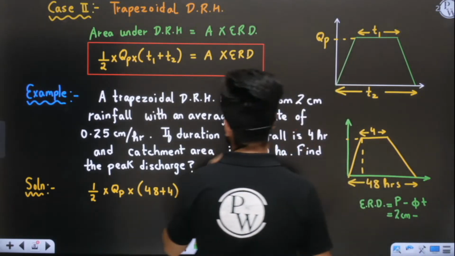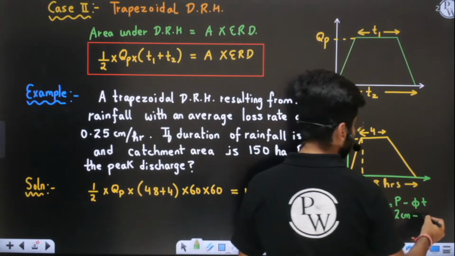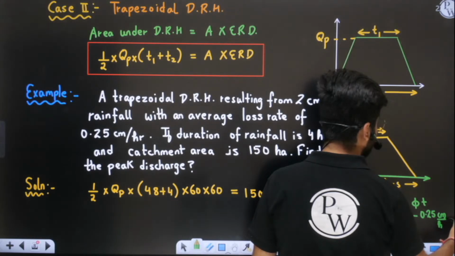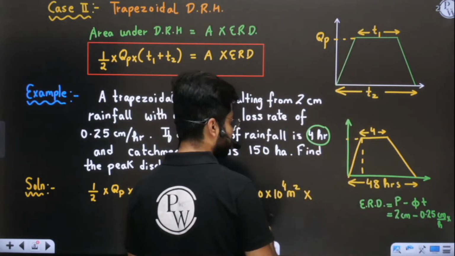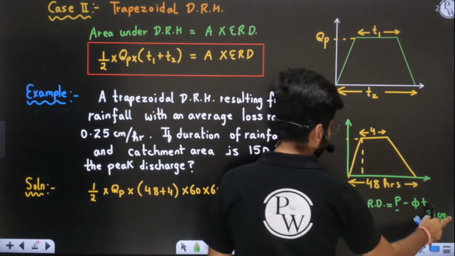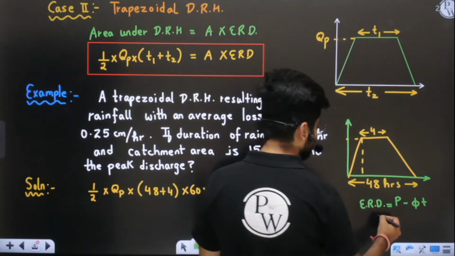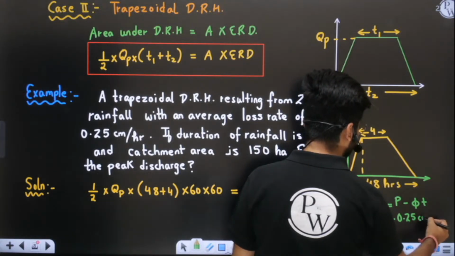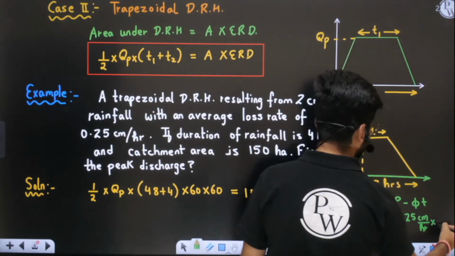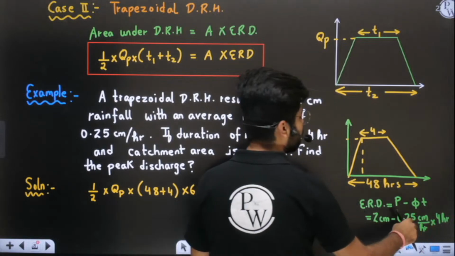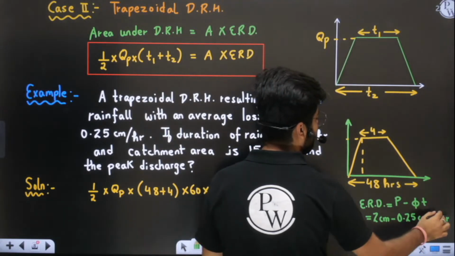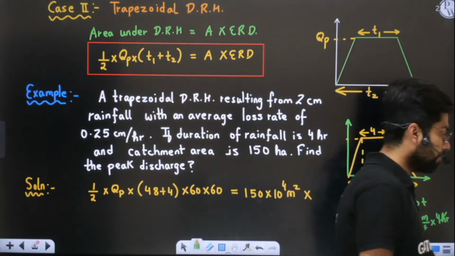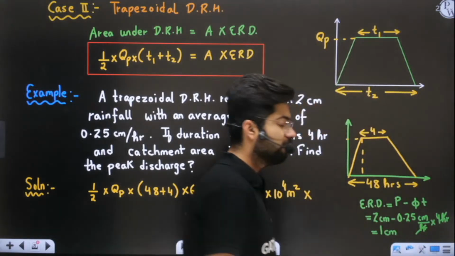Average loss rate is 0.25 centimeter per hour. 0.25 centimeter per hour water is getting lost every hour. So obviously in 4 hours, how much water will be lost? Tell me. Precipitation is 2 centimeter, loss rate is 0.25 centimeter per hour. Multiplying over 4 hours, 1 centimeter water will be lost. Subtract it. You will get effective rainfall depth equal to 1 centimeter. Yes or no? Perfect, 1 centimeter.